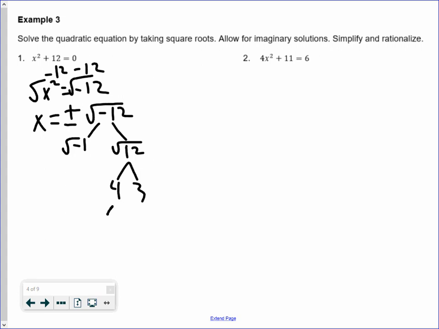It'd be a 4 and 3, 2 and 2. We have a pair of 2's here. So we get 2 root 3. So this is the same thing as saying plus or minus 2 root 3i. We rewrite that because the i should be right after the 2. So the same thing is plus or minus 2i root 3. The 2 root 3 from the 12 and the i from the square root of the -1.